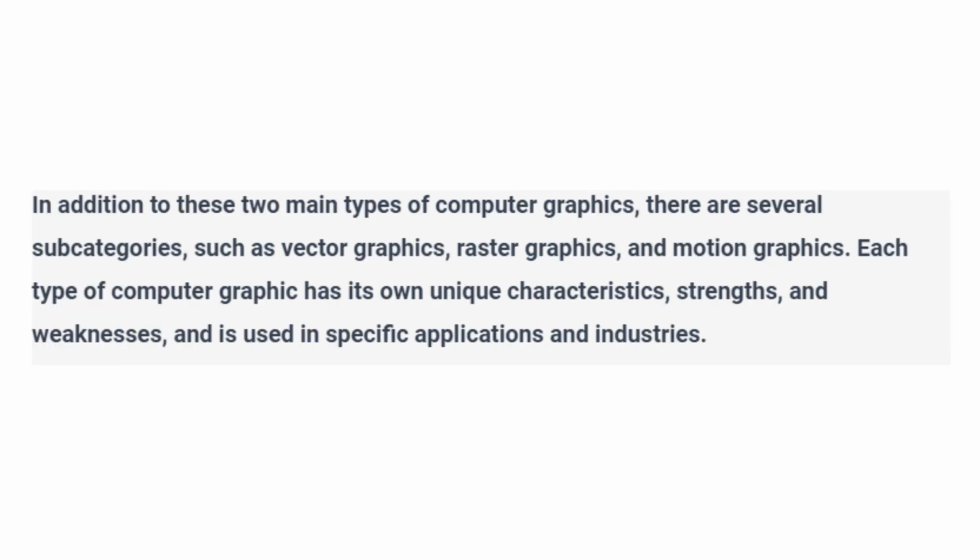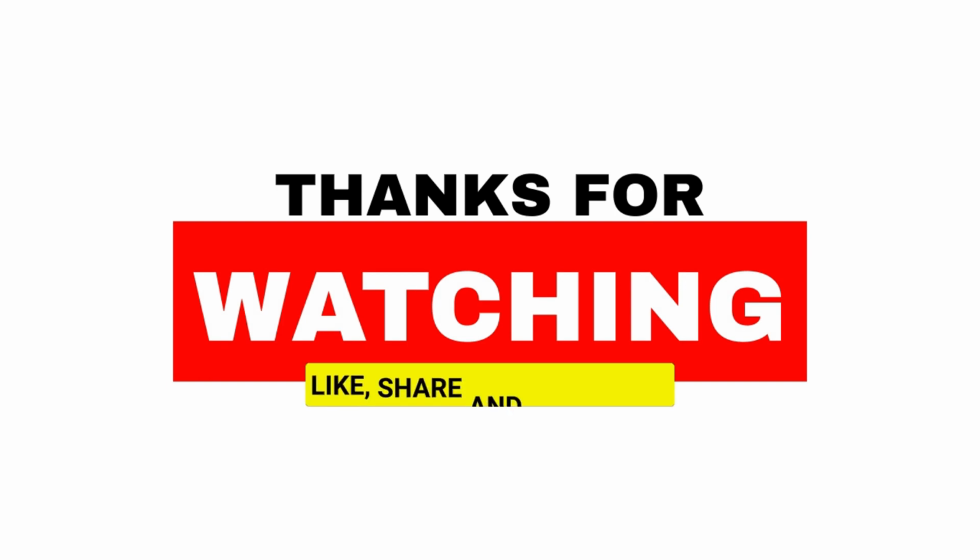In addition to these two main types of computer graphics, there are several subcategories, such as vector graphics, raster graphics, and motion graphics. Each type of computer graphic has its own unique characteristics, strengths, and weaknesses, and is used in specific applications and industries.